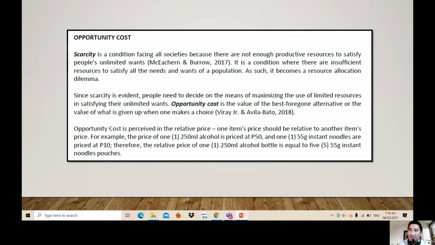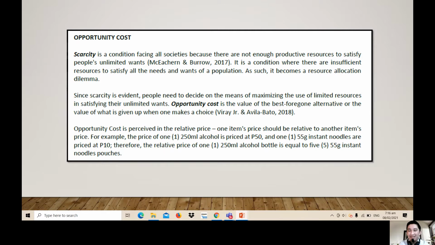Since scarcity is evident, klarong-klaro naman talaga, people need to decide on the means of maximizing the use of limited resources. Ito yung napaka-challenging. How do we maximize these limited resources? What is our purpose? To satisfy their unlimited wants. So we have here the opportunity cost concept. It is the value of the best foregone alternative or the value of what is given up when one makes a choice. Opportunity cost is perceived in the relative price, where one item's price should be relative to another item's price.